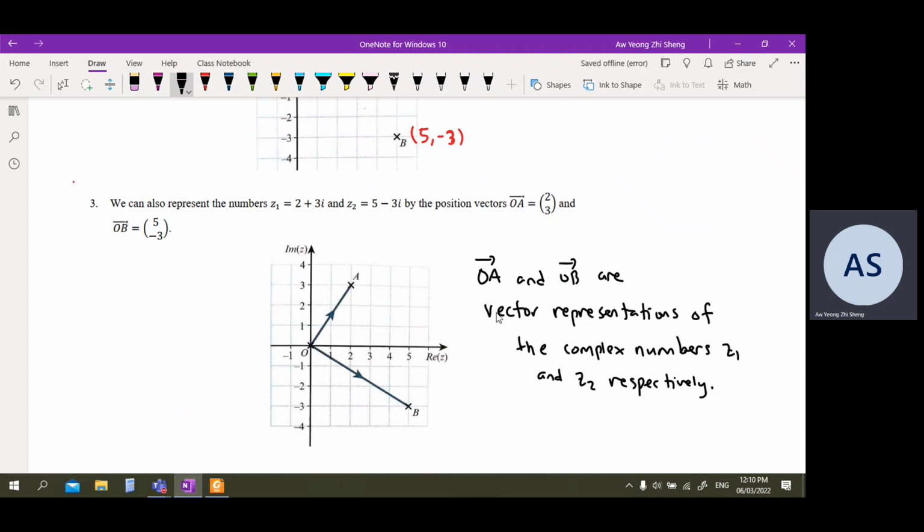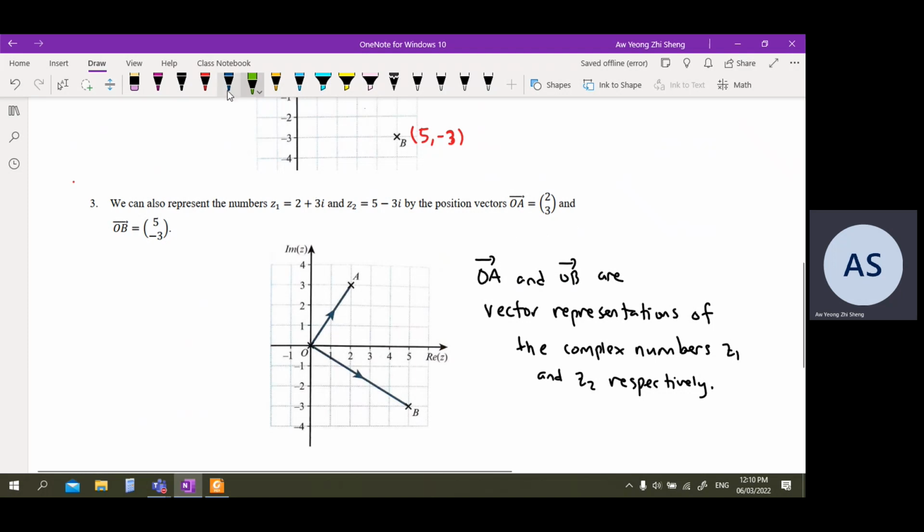Oh, and by the way, the vector representations of complex numbers which we'll encounter in this chapter are all only two-dimensional vectors, because the Argand diagram is just a two-dimensional plane. It's just a two-dimensional surface. So any vectors on the Argand diagram will be two-dimensional vectors.